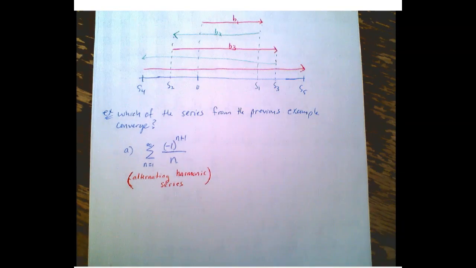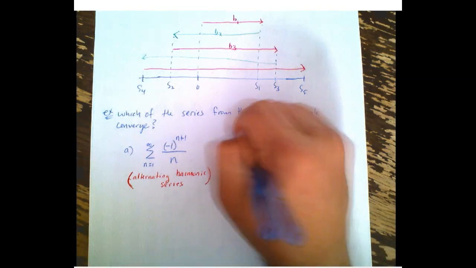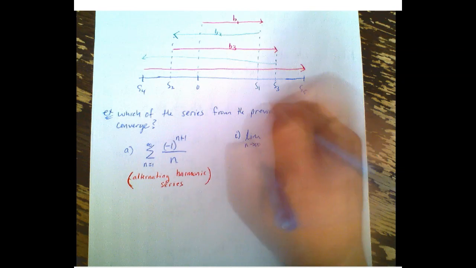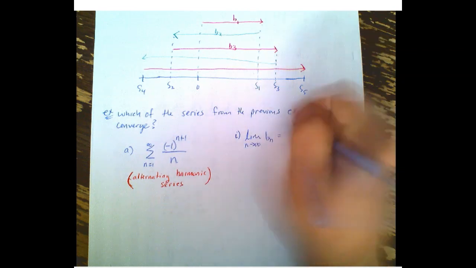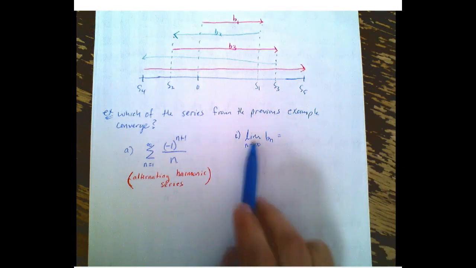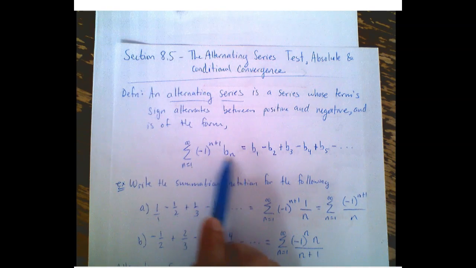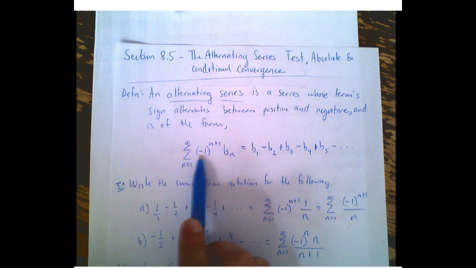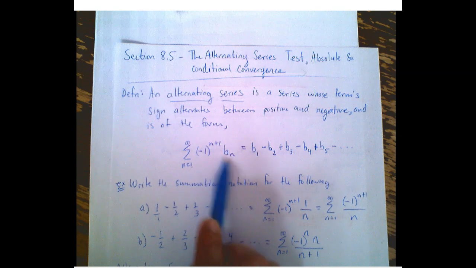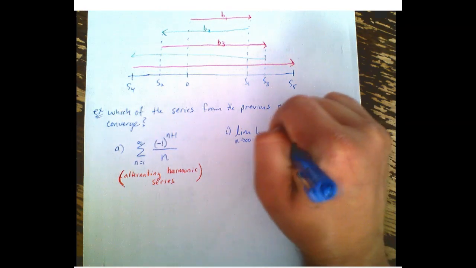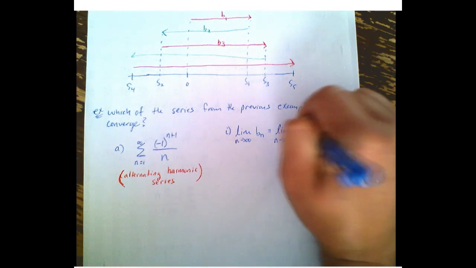So let's take a look here. First condition, we need to test to see if the limit as n goes to infinity of bn is 0, right? So what's bn here? Well, if we look back at the definition, bn is just all the positive terms. So we don't consider the sign change here. We just consider the positive terms in the series. So in this case, that would be looking at this limit as n goes to infinity of 1 over n.